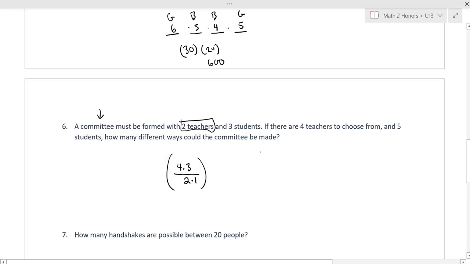And then for students, I'm picking 3 students out of 5. So I have 5 options for my first, 4 options for the second, 3 options for the third. Again, order doesn't matter, so I divide by 3 factorial. And then I'm going to multiply these together. So we end up with 6 times 10, which is 60.